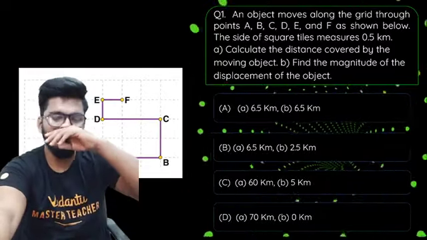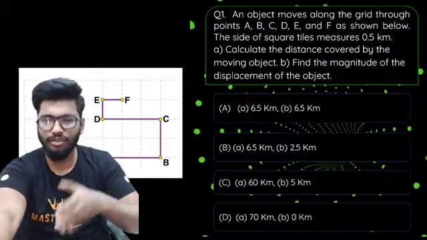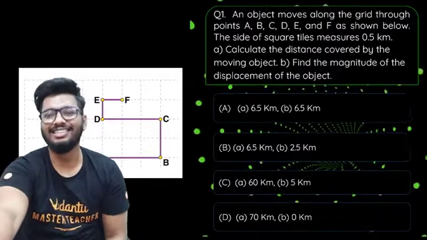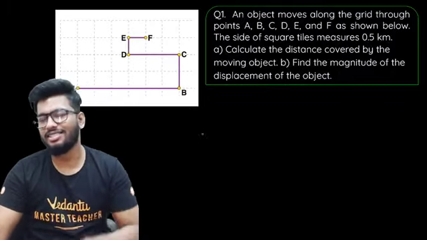object. The options are 6.5 kilometer and 6.5 kilometer for both distance and displacement, 6.5 and 2.5, 6 and 5, 7 and 0. Go ahead and try and solve this question, people. So let me also do it for you guys. So first thing, find out the distance. What is the distance traveled?